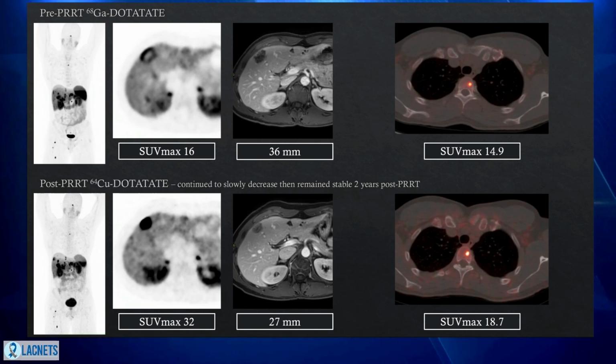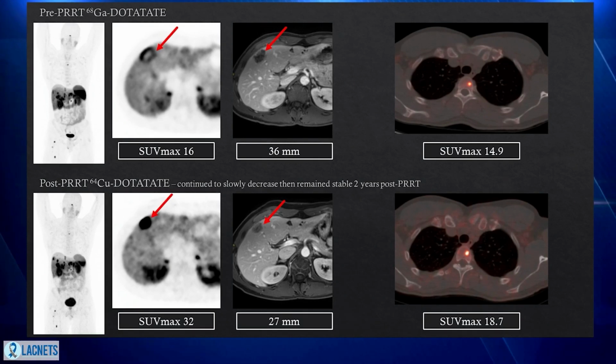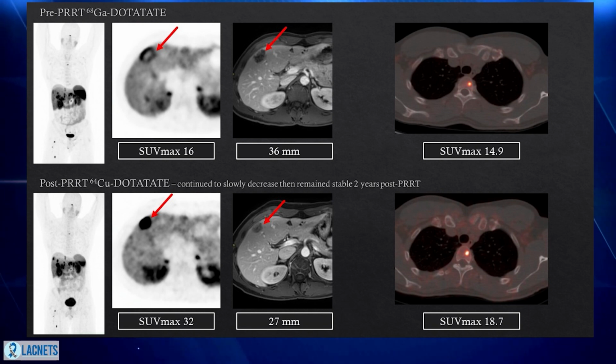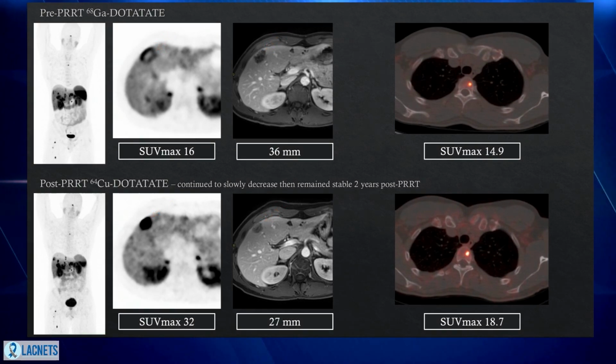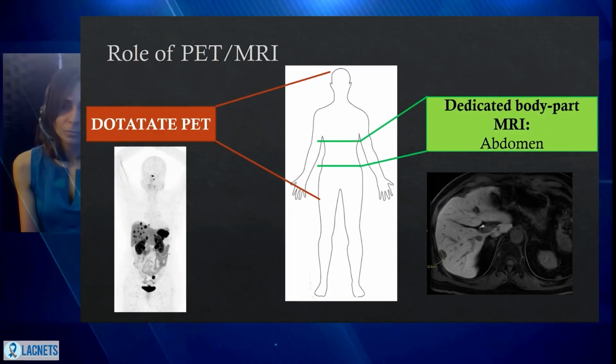So in this case, the patient was treated with PRRT, and on post-PRRT, the SUVs were higher in the lesion. However, it was smaller on MRI, and it continued to slowly decrease in size. So this was a very good response to PRRT. The tumors were getting smaller, and the response was sustained for at least 2 years after PRRT, despite the increase in SUVs. So that's why it's very important not to call progression if the SUVs are higher, because it's just reflecting the somatostatin receptor density, and it's not reflecting that the tumor is getting worse.